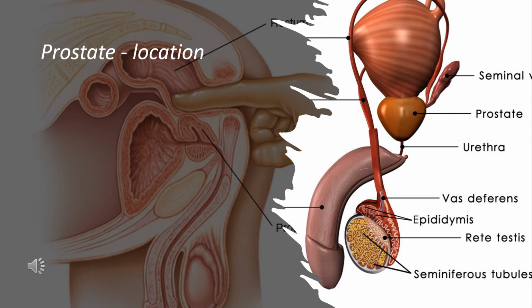So the key points to note regarding the location of the prostate gland are that it is located in the lesser pelvis, below the neck of the urinary bladder and above the urogenital diaphragm. That means between the neck of the urinary bladder and the urogenital diaphragm, and it corresponds to the lower part of the pubic symphysis, and it is related on both sides with the levator ani muscle.